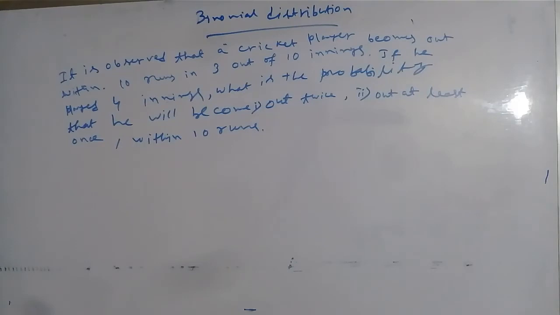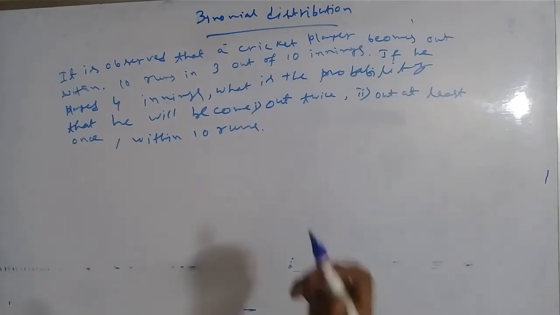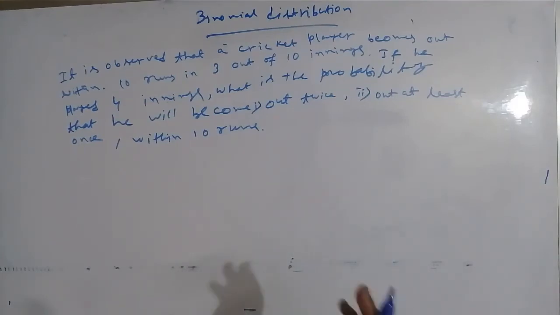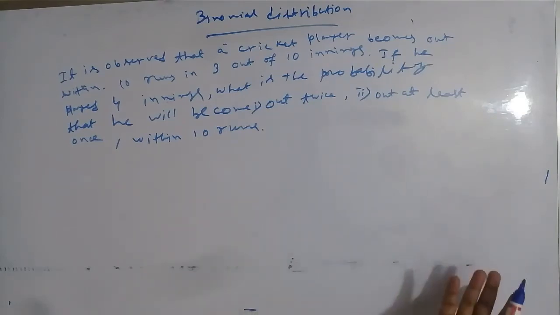This is an outcome. If he played 4 innings, what is the probability that he will become out twice, out at least once within 10 runs? So becoming out within 10 runs is our required outcome, that is, our success. So we have to find the probability of becoming out twice in 2 innings out of 4 innings, and the second question, that is out at least once out of 4 innings.